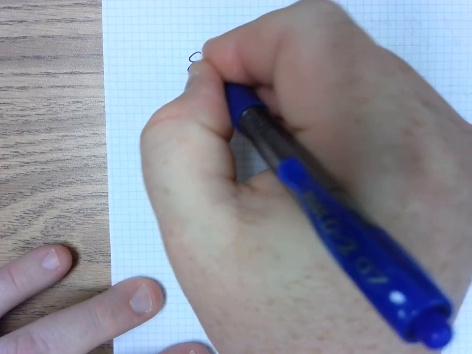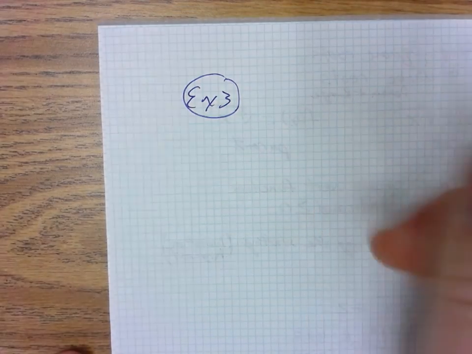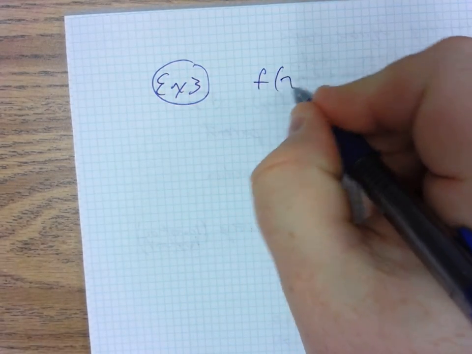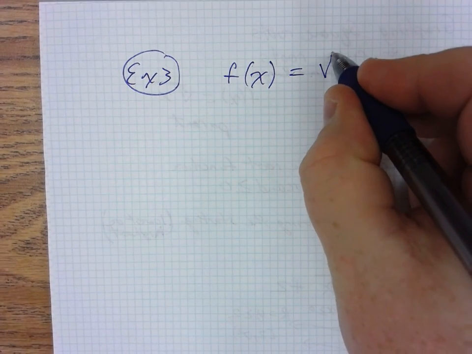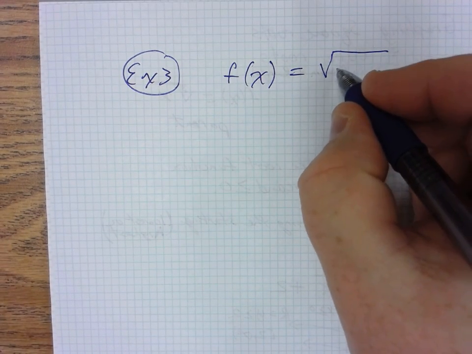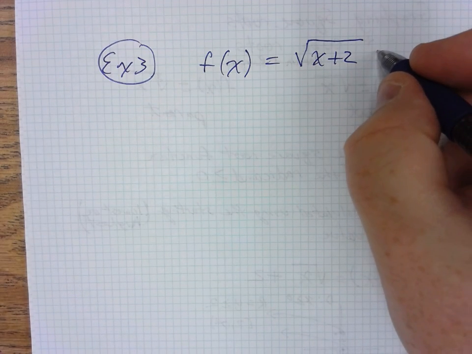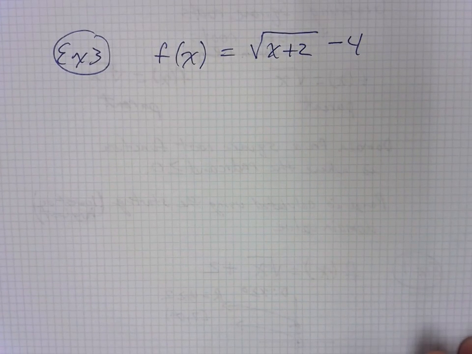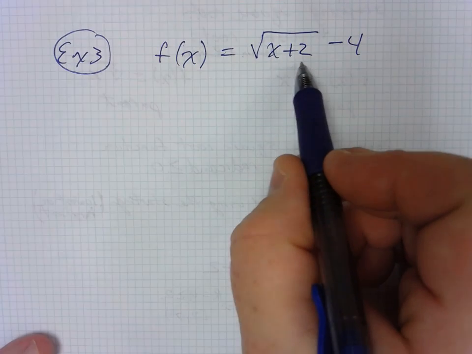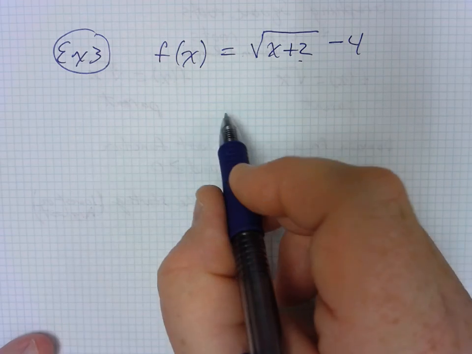Example 3. Let's suppose we have f of x is equal to the square root of x plus 2 minus 4. Now we have a horizontal transformation and a vertical transformation.